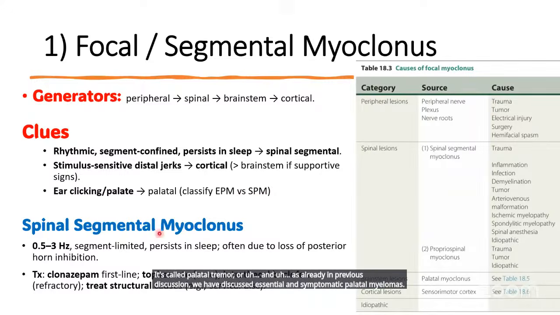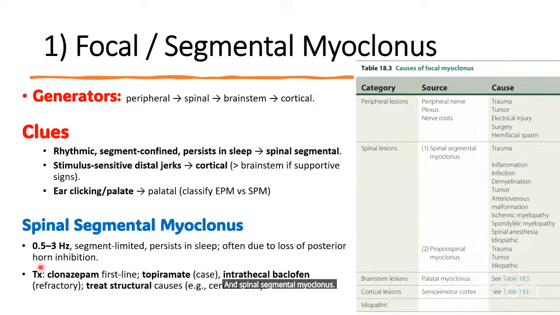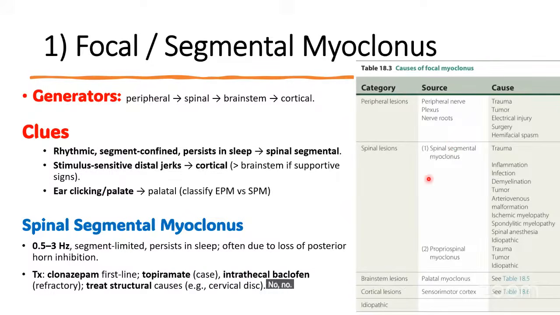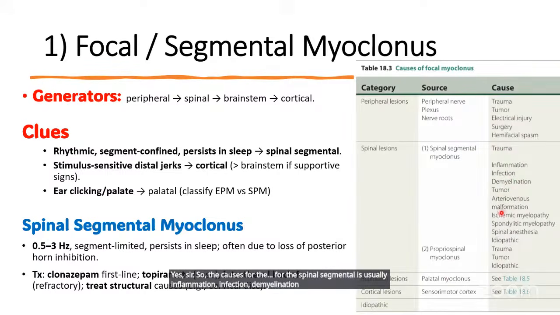Spinal segmental myoclonus is usually 0.5 to 3 hertz. It is segment limited, even persists in sleep, often due to loss of posterior horn inhibition, and is because of a few contiguous segments of the spinal cord. The causes of spinal segmental myoclonus are usually inflammation, infection, demyelination, tumor, AV malformation, ischemic myelopathy, spondylotic myelopathy, spinal anesthesia, and idiopathic.